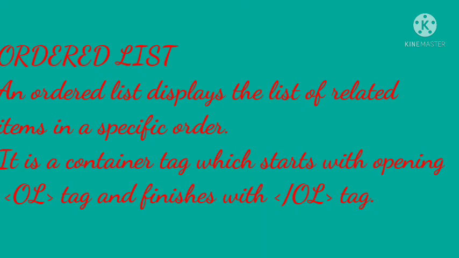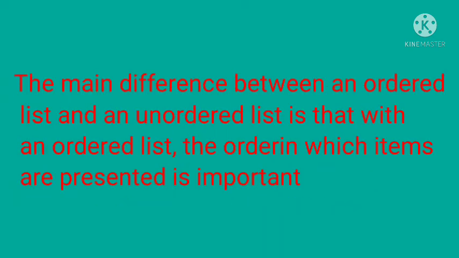An ordered list displays the list of related items in a specific order. It is also a container tag, and it starts with the opening OL tag and finishes with the closing OL tag. By default, the content gets displayed with a numeric list item. It can be changed to other formats also. The main difference between an ordered list and an unordered list is that within an ordered list, the order of items presentation is important.